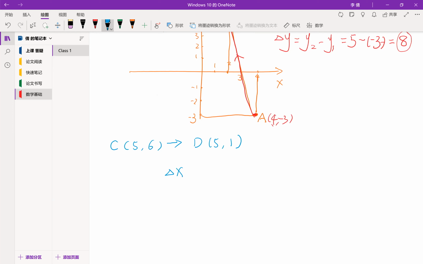Some others, if you have ChatGPT on, please turn off your microphone, okay?